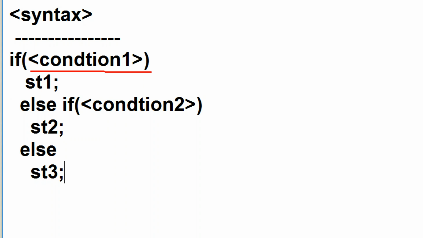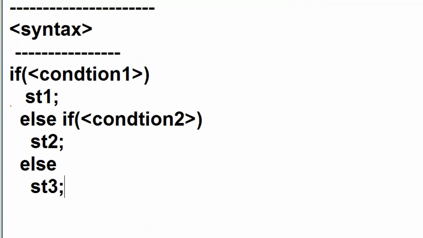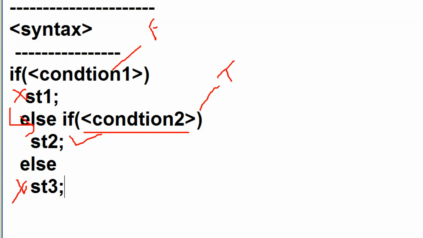Right. Let me explain. First the control will check condition 1. Let's say it is true. Then it will execute statement 1 and skip all the else parts. Another case: if condition 1 is false, then it will skip statement 1, the if block, go to else if and check condition 2. If it is true, it will execute statement 2. Then it will skip the else part.